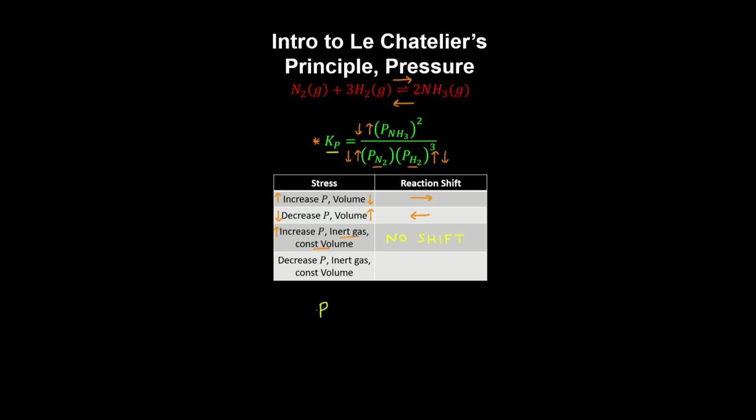So only the total pressure of the gases changes due to the addition of helium, for example, which is an inert gas, which is the sum of the partial pressures of the gases. But the partial pressures of these gases does not increase. And similarly, when we have an inert gas and we decrease the pressure at constant volume, then no shift in the reaction occurs for the same reason.